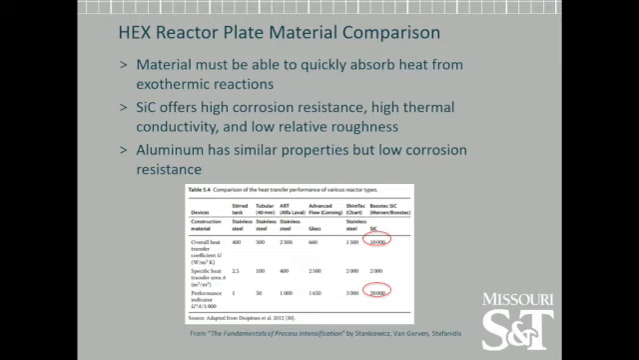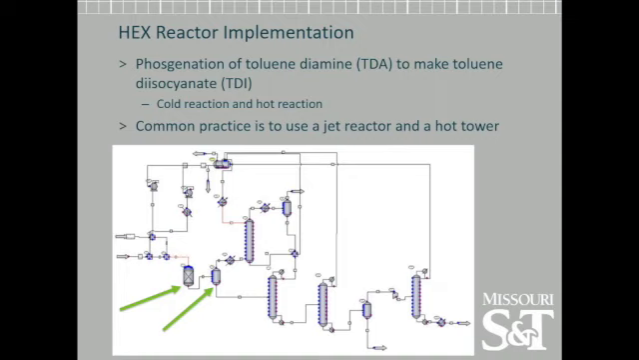And so as you can see in the table, both the overall heat transfer coefficient and the performance indicator is 6 to 20 times greater compared to the other heat exchangers. And so we would like to implement this equipment into the process that was discussed earlier, the phosgenation of toluene diamine to make toluene diisocyanate.